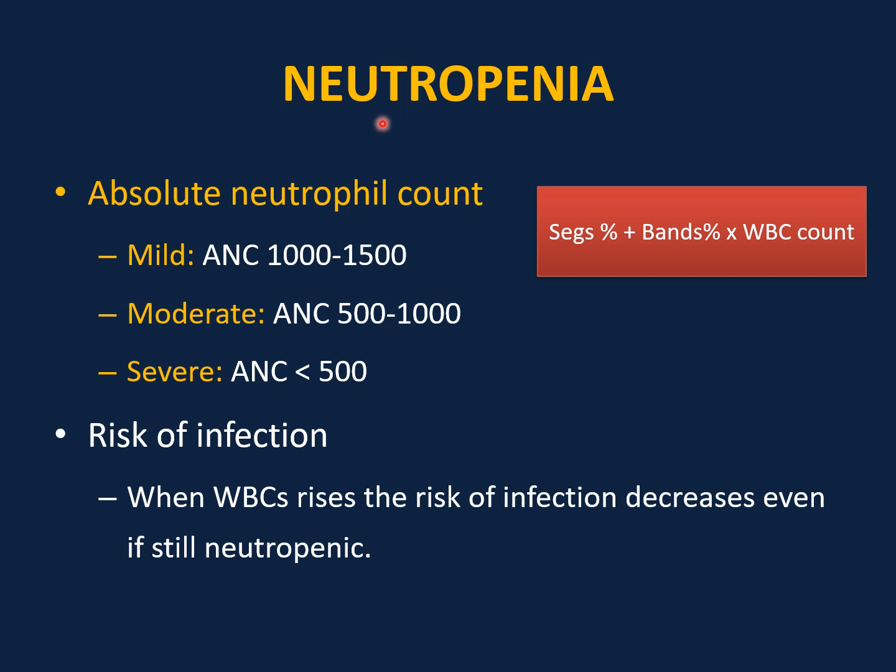Neutropenia. Neutropenia means a decrease in the white blood cell count. Whenever you see a patient with decrease in white blood cell count, you need to calculate the absolute neutrophil count to be able to classify it.